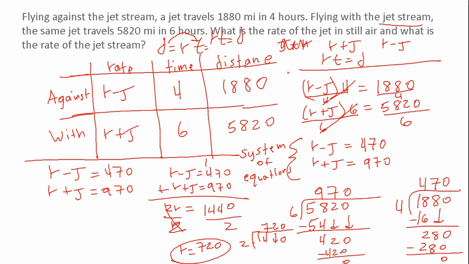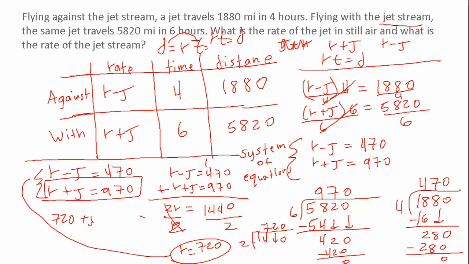miles per hour. To answer the second part of the question, the speed of the jet stream, we have to plug this r into one of these two equations and solve. Let's go ahead and plug it into this second one. Again, r is 720, so this becomes 720 plus j. j refers to the speed of the jet stream, equals 970. We're solving for j, so we're going to subtract 720 from both sides.